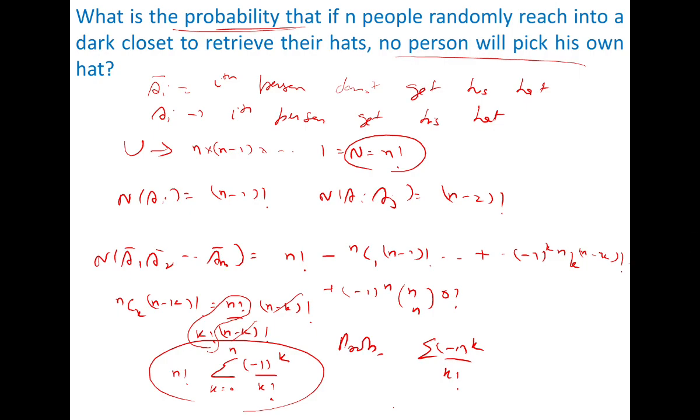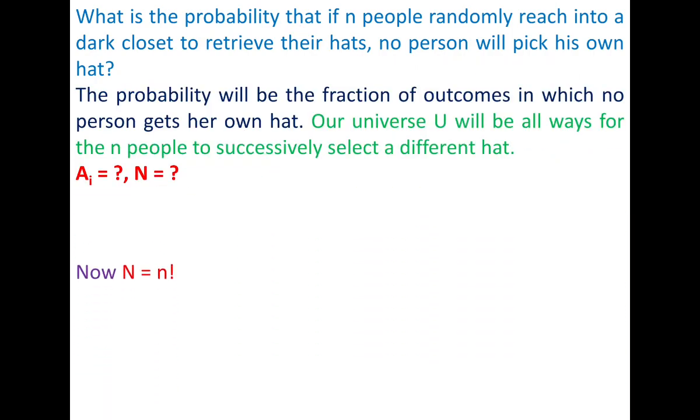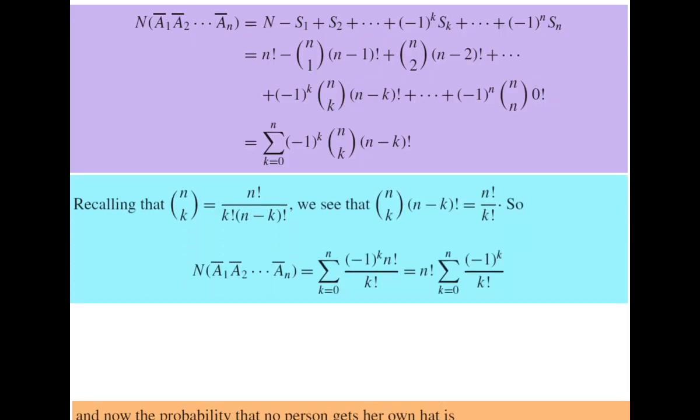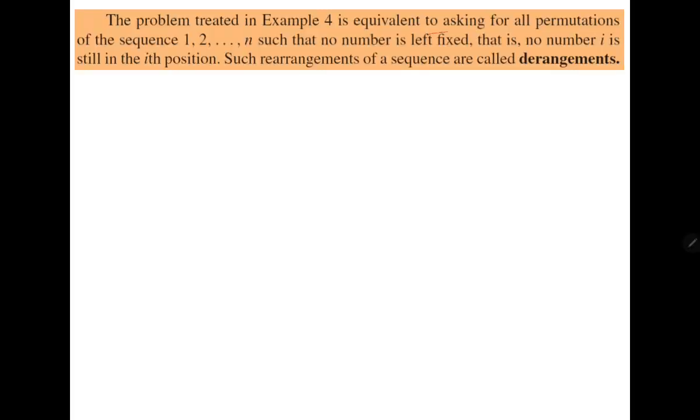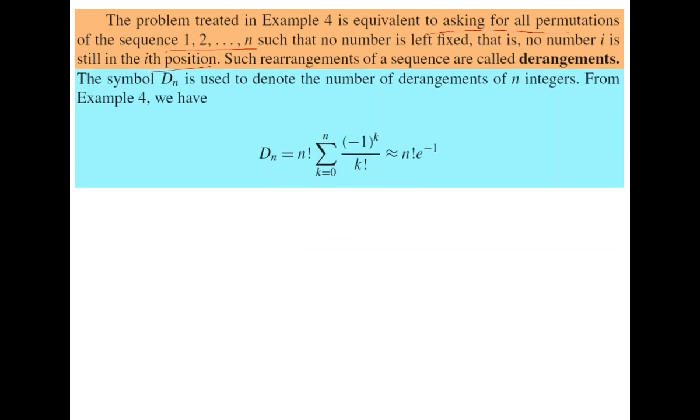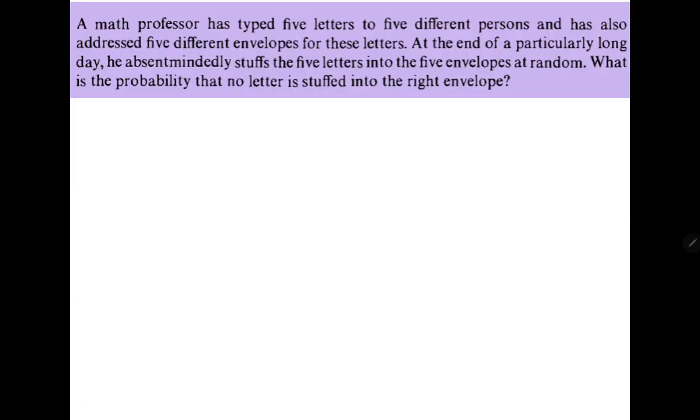Using the inclusion-exclusion principle, I got n of a1 bar, a2 bar, an bar is n factorial summation k from 0 to n, minus 1 raised to the power k by k factorial. So the problem is equivalent to asking for all permutations of the sequence 1 to n such that no number is fixed, because no one is getting their hat. It means no number is still in the ith position. This is the derangement, and we got its formula as n factorial summation minus 1 raised to the power k by k factorial. So let's see a problem.